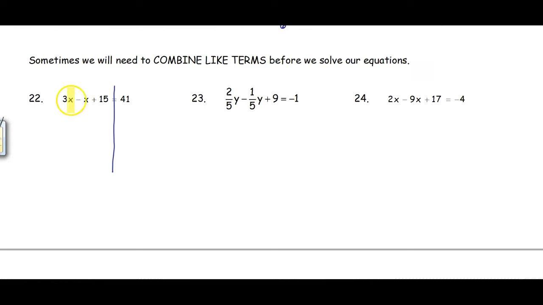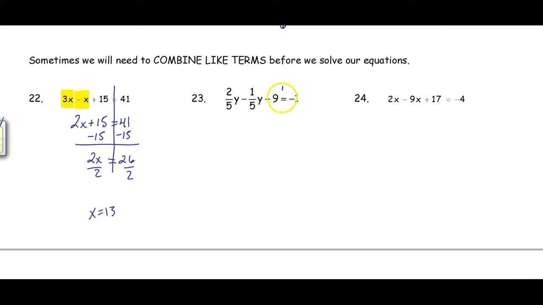Okay, so if you take a look at number 22, 3x and negative x are like terms and they make 2x. How about 15 and 41? No, they can't be like terms because they are on different sides of the equation. So you're going to go ahead and just write out the equation. Now we're right back to where we started, okay, solving equations. So you want to get rid of 15 by subtracting. So 2x equals 26. And then you're going to go ahead and divide, and you're left with x equals 13.